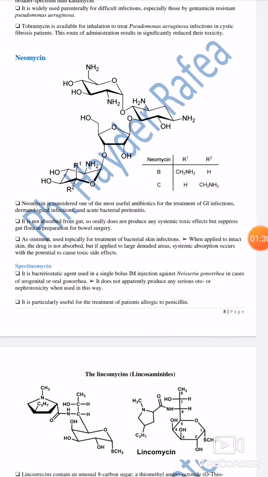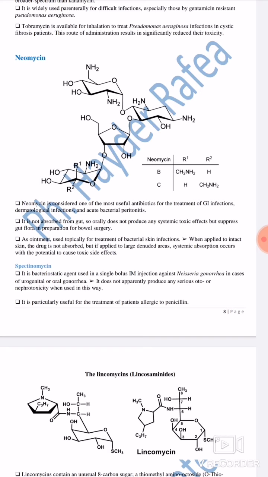As an ointment it is used topically for treatment of bacterial skin infection. When it's applied on the skin, the drug is not absorbed, but when applied to large denuded areas, systemic absorption occurs with the potential to cause toxic side effects.